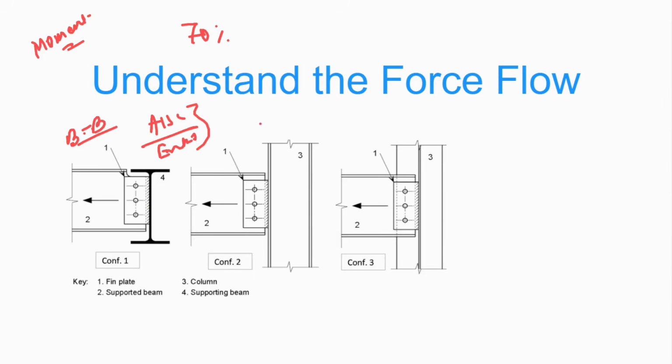So this is a beam column shear connection. Okay, and this is a shear connection where the beam has been connected with the column in this web part. Here it has been connected with the flange part, right? So understand the force flow.